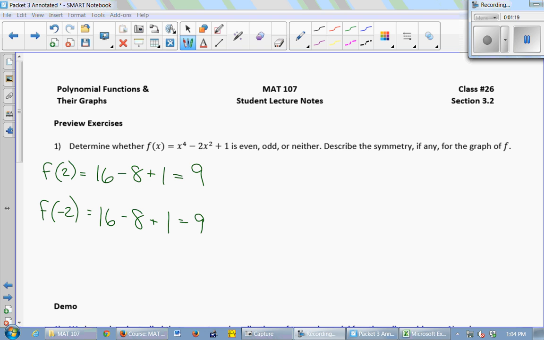Okay, so what does it tell you that if you were graphing this thing, when you plug in positive 2, you get 9, and when you plug in negative 2, you get 9? If I plot those 2 points, 2, 9 and negative 2, 9, what kind of symmetry do those 2 points have? Even symmetry. But just seeing those 2 points, does that mean that every single point on the graph will have even symmetry? No, so you have to actually check it for all x's. So let's see what happens.